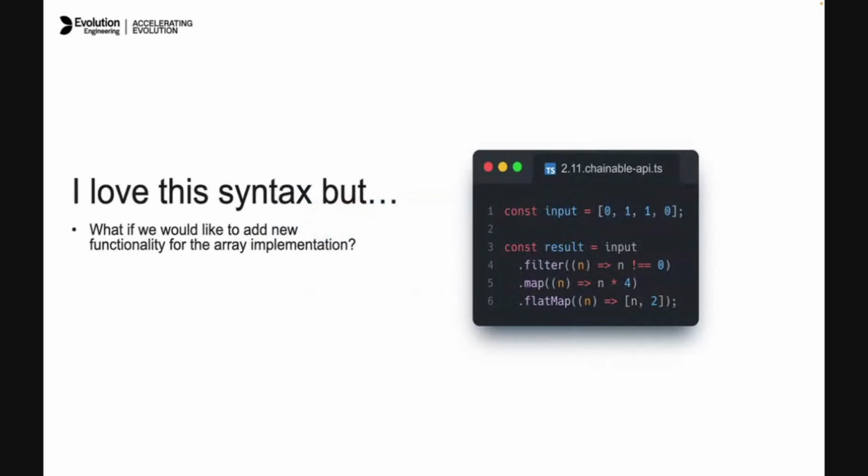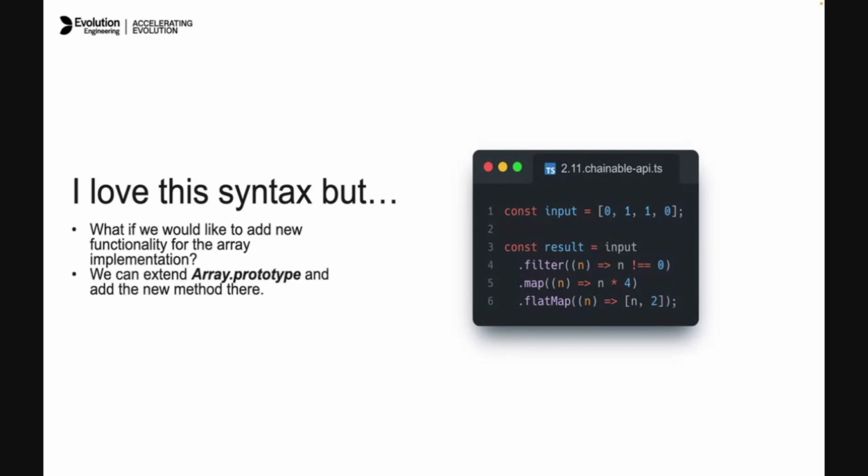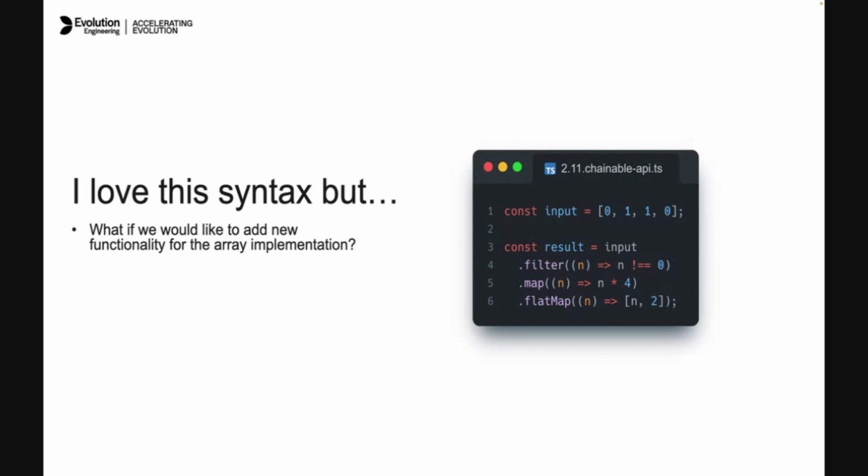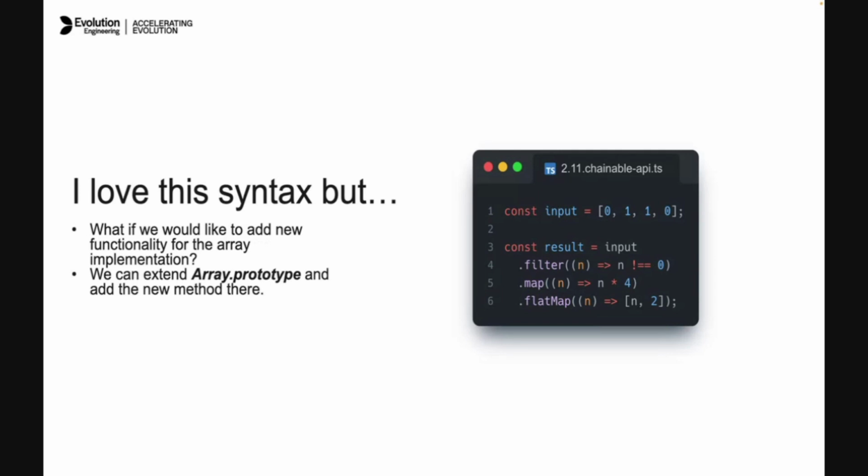I really love this syntax, but we have some problems here. What if we would like to add a new functionality for the array implementation? I had in my life many times where I would like to write a generic function which will do something with array or some other data structures, but we cannot. What actually can we do here? Natively, we can extend array prototype, and add a new method here and use it. But please don't extend array prototype.